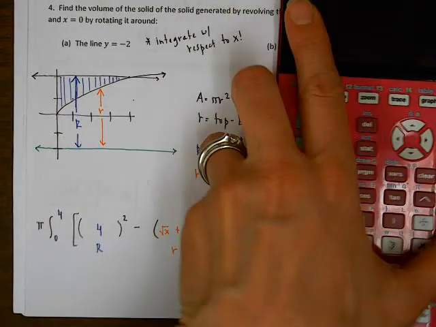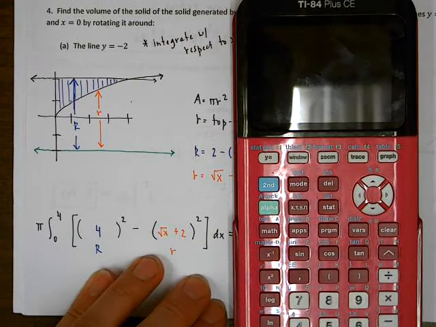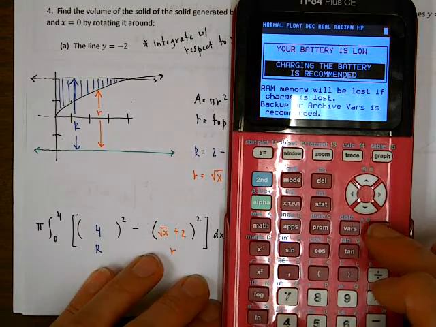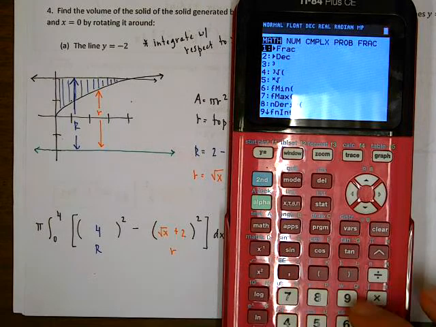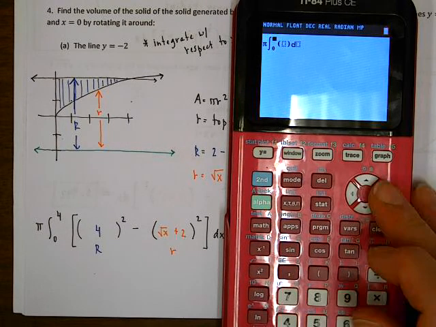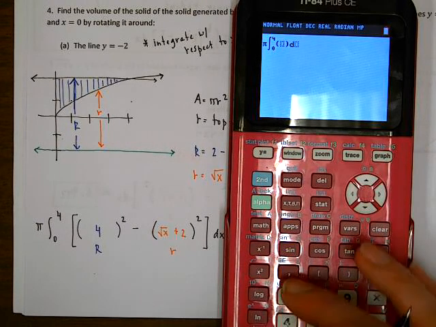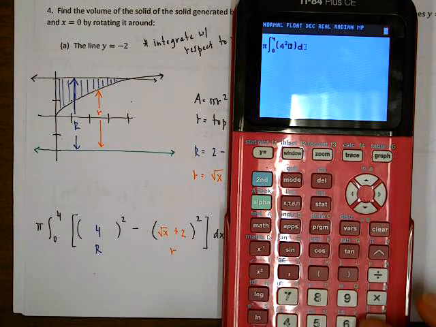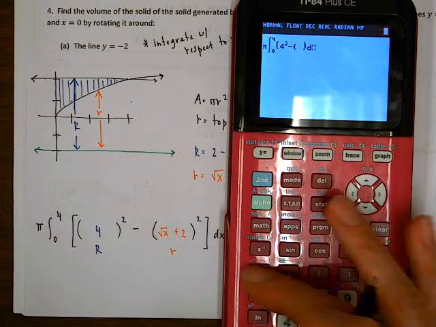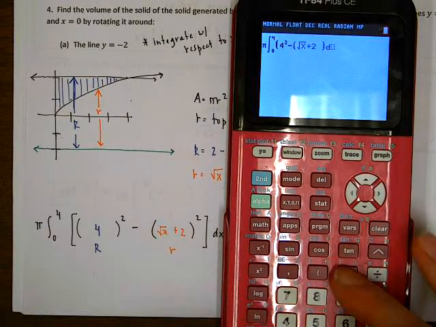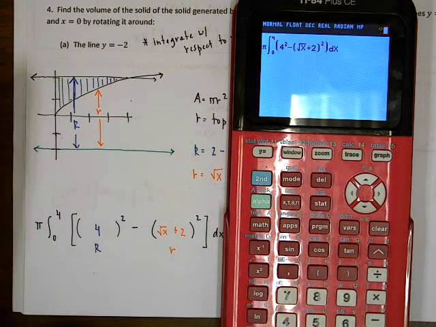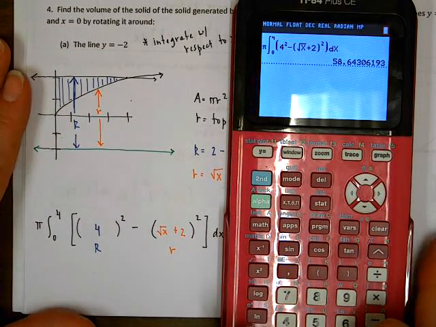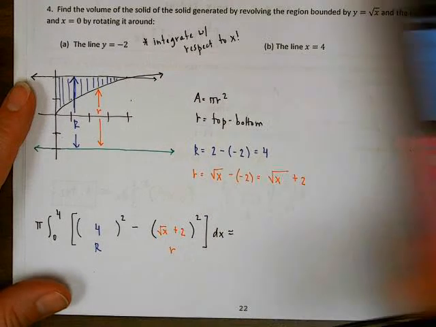So let's see what we get here. Pi from 0 to 4 of 4 squared minus square root of x plus 2 quantity squared, and then dx. And I get 58.643.